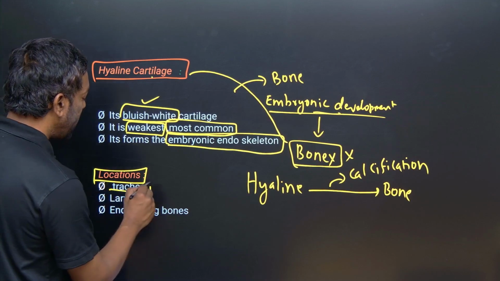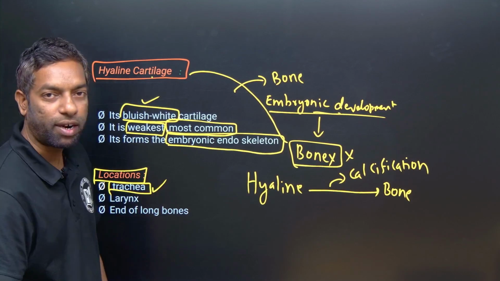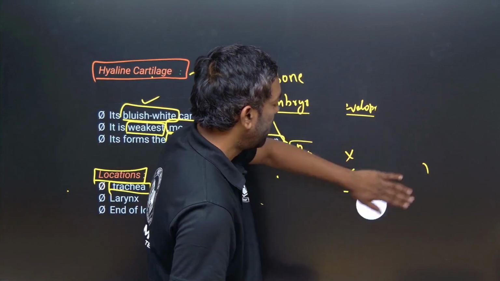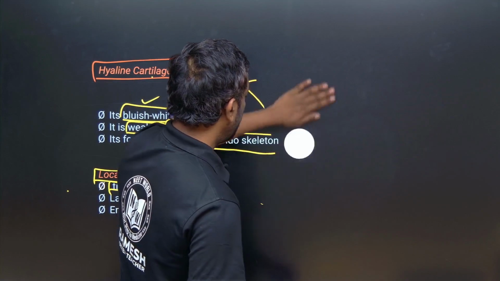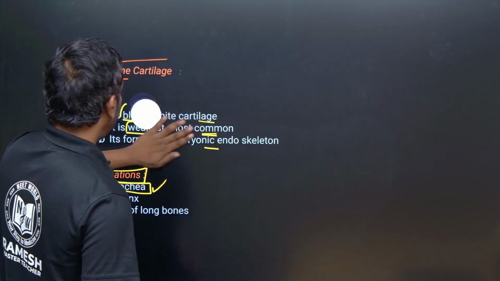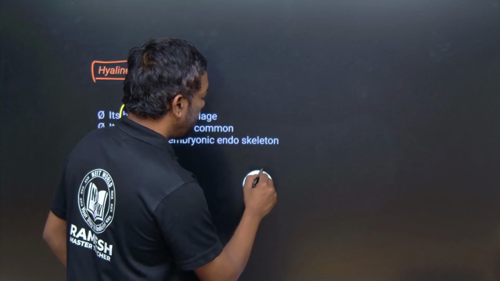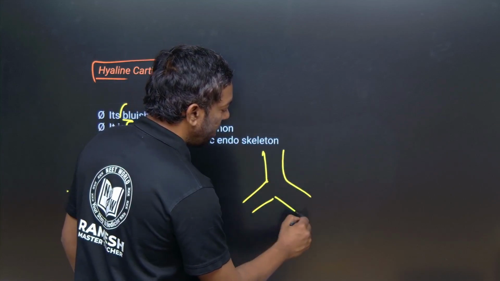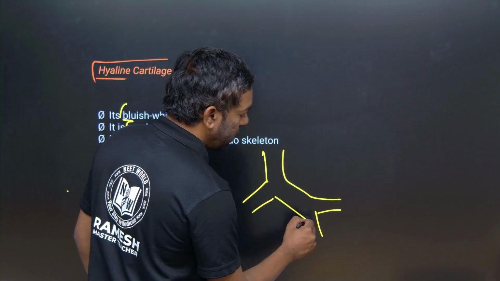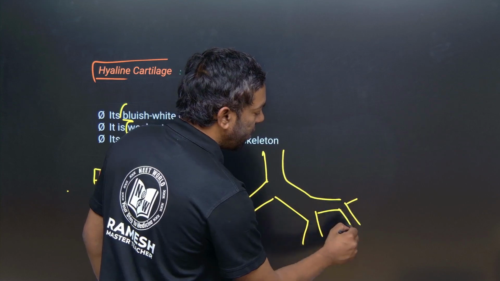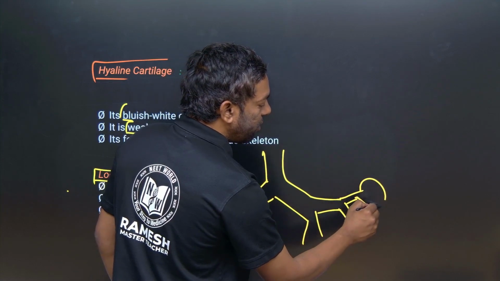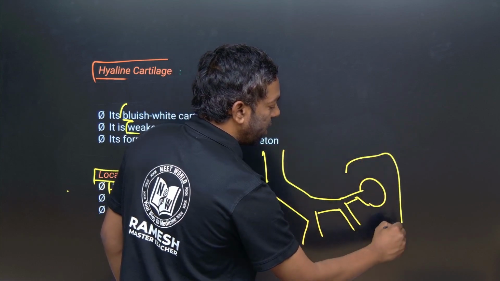First, the trachea. What is the trachea? It is the tube of the respiratory system. The trachea further divides into bronchi. Bronchi further divide into bronchioles, and finally into the lung alveoli.